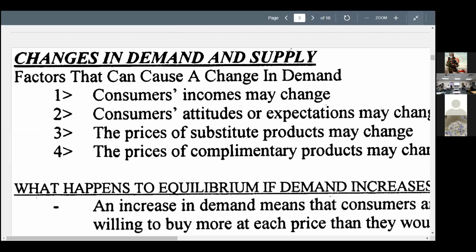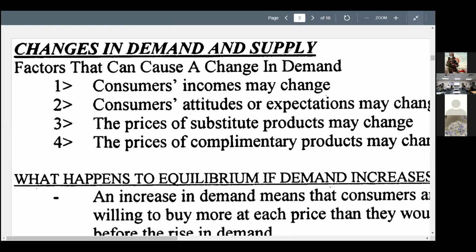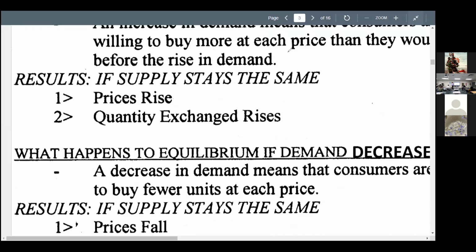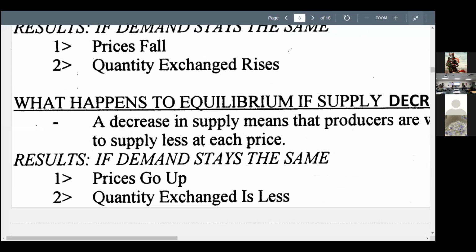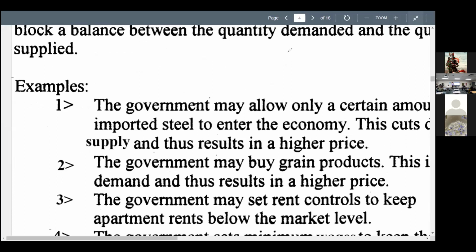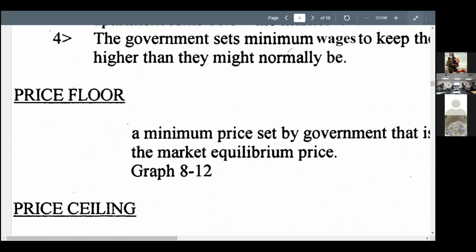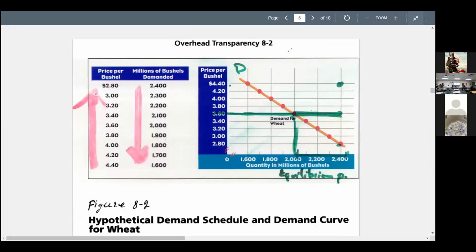Things that cause a change in demand and supply: consumers' income, consumers' attitudes and expectations, prices of substitute products, prices of complementary products. We'll come back and explain that. And so what I want to show you first is what we're talking about here.